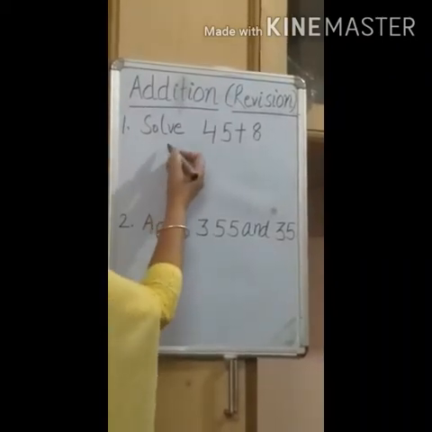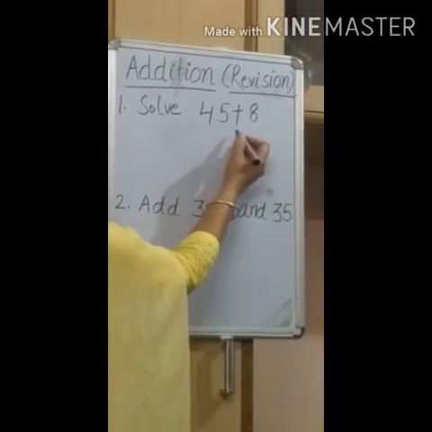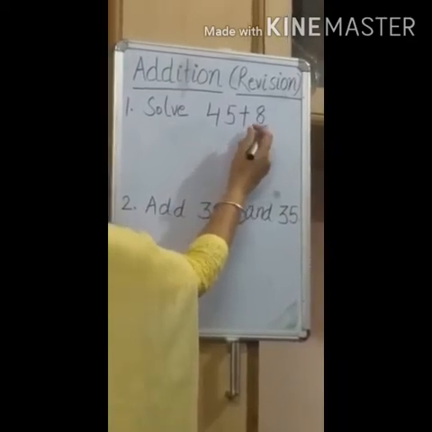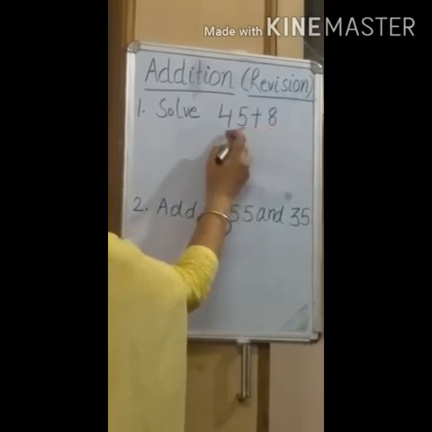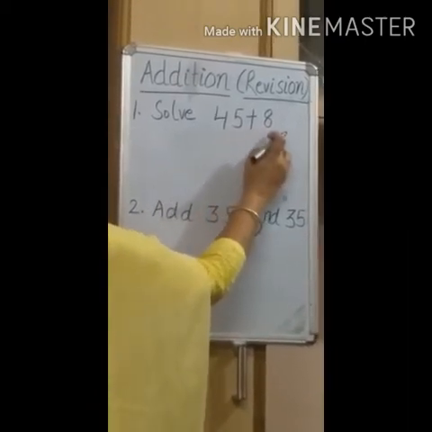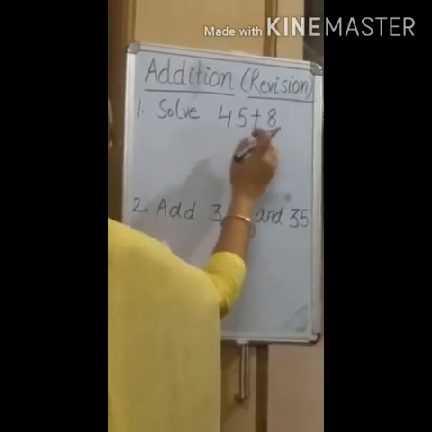First one is solve 45 plus 8. Before solving it, you have to note down which sign is here. Now this is the addition sign. That means we will add. This is 45, a 2-digit number, and this is 8, a 1-digit number. So we will add 45 and 8.